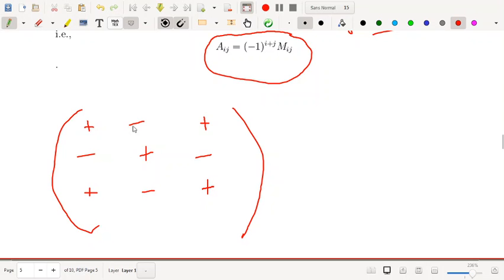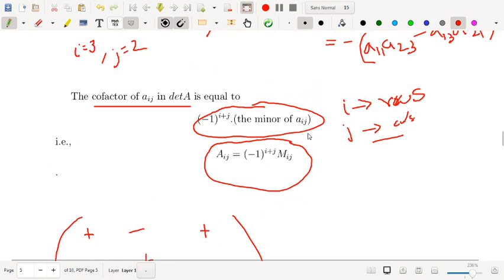I am writing the sign because it depends on the cofactor, because the adjoint is the transpose of a matrix whose elements are cofactors. These are the cofactors actually. That is why plus, because you are deleting the first row, first column, the plus sign. Deleting the first row, second column, there is a negative sign. First row, third column, plus sign, and so on. So clear?